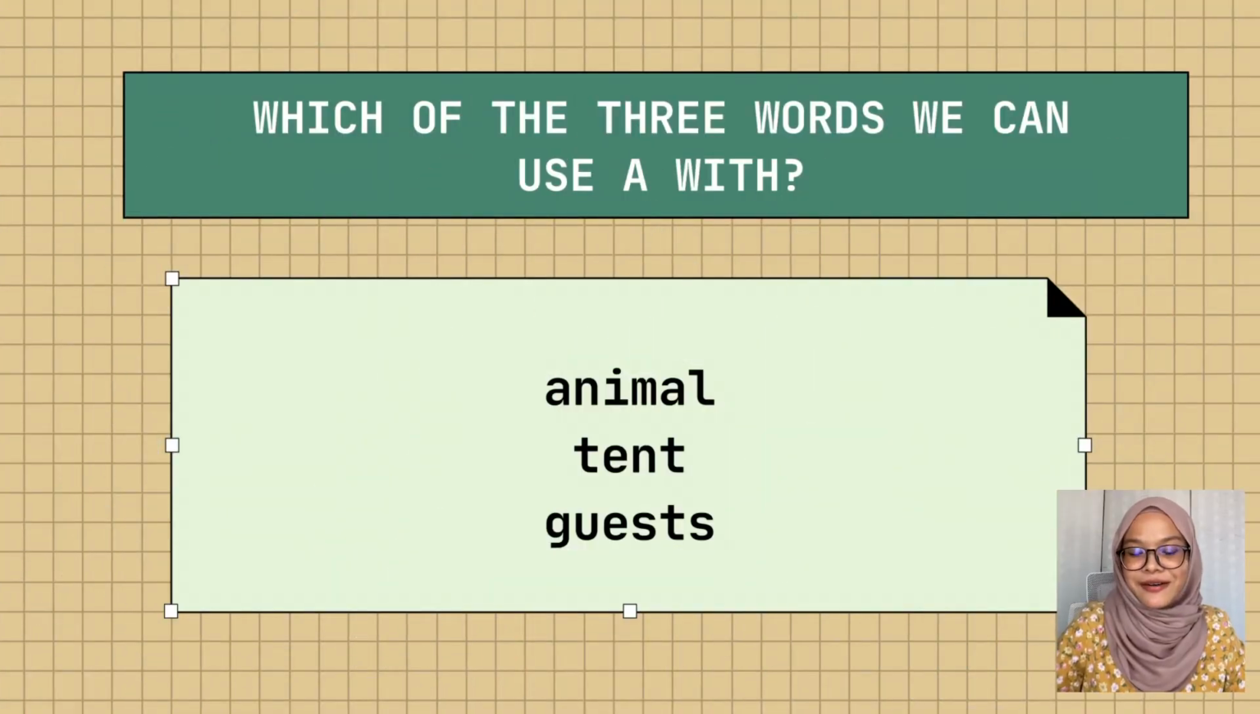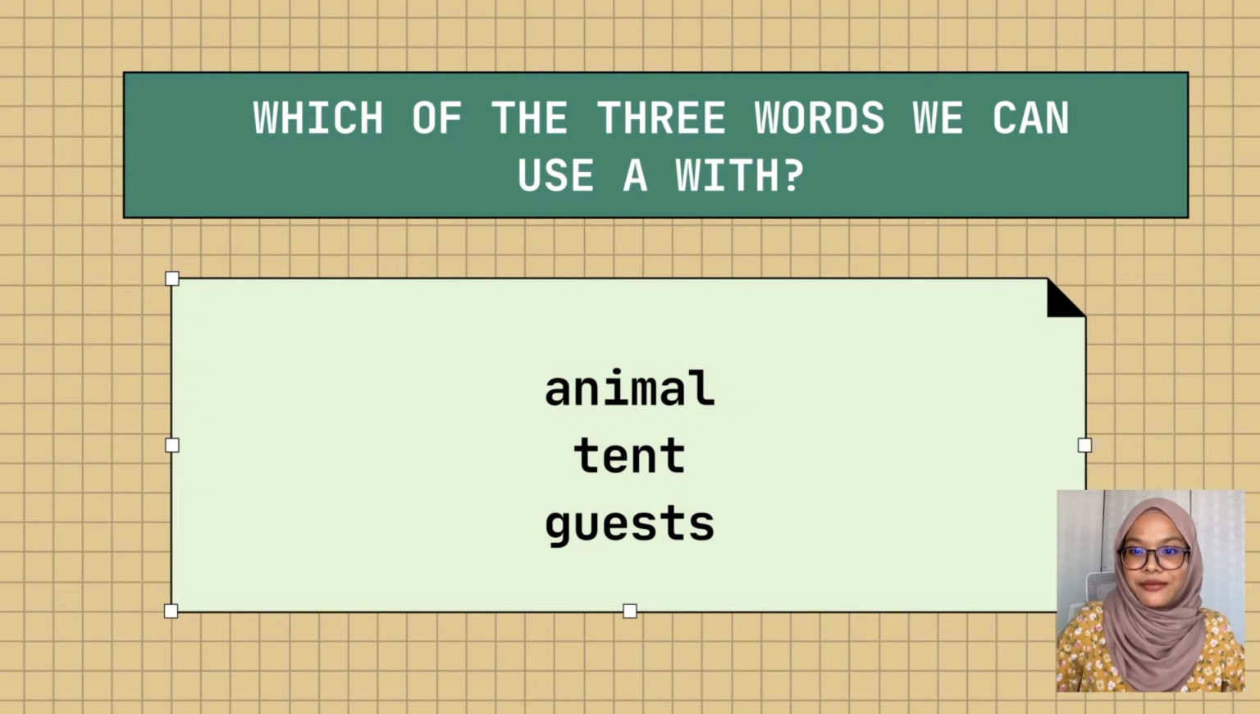Before we start our lesson, I want you to look at these three words on the slide. In your opinion, which of the three words can we use a with? Is it correct if I say a animal or I say a gas? Are these correct? No, it's not. The correct answer is a tent.